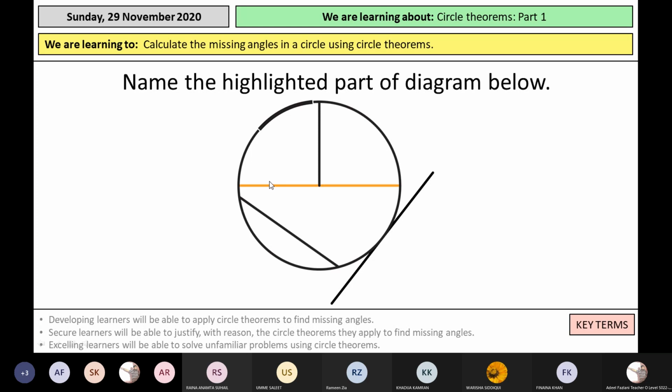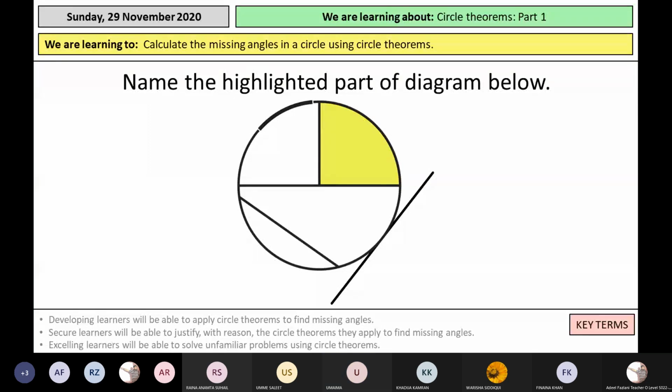And now I have highlighted another line. Can you name that line? Diameter. That's perfect. Chord. What about this? Tangent. Yes. Okay. All right. What about this? Radius. Okay. This? A sector. Minor sector.